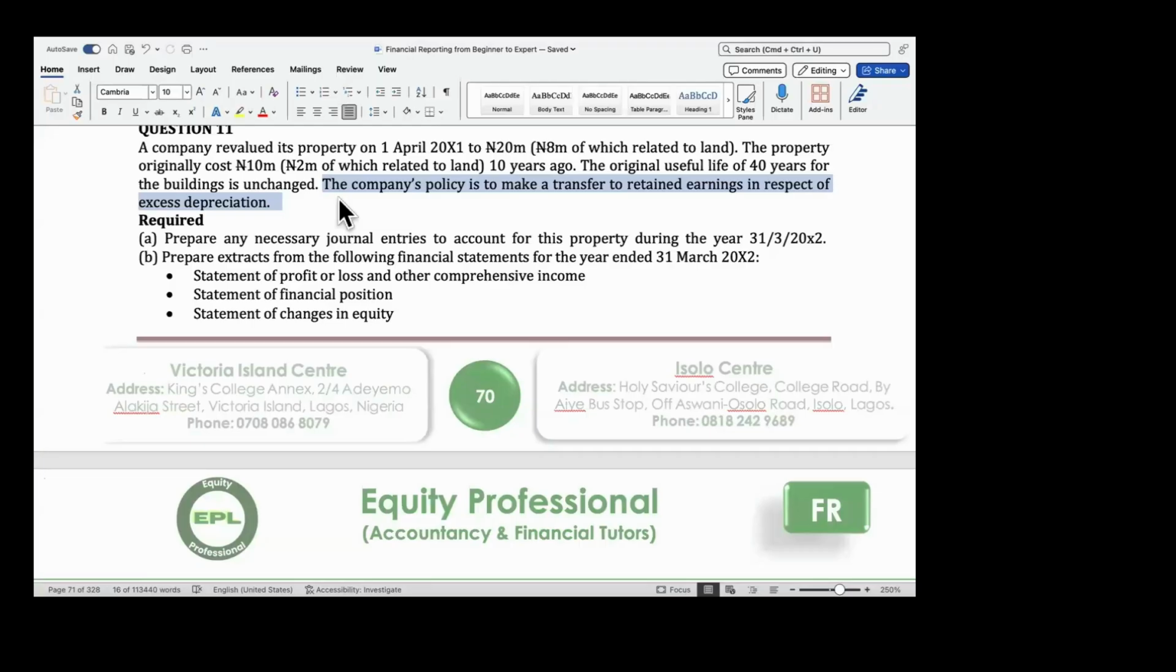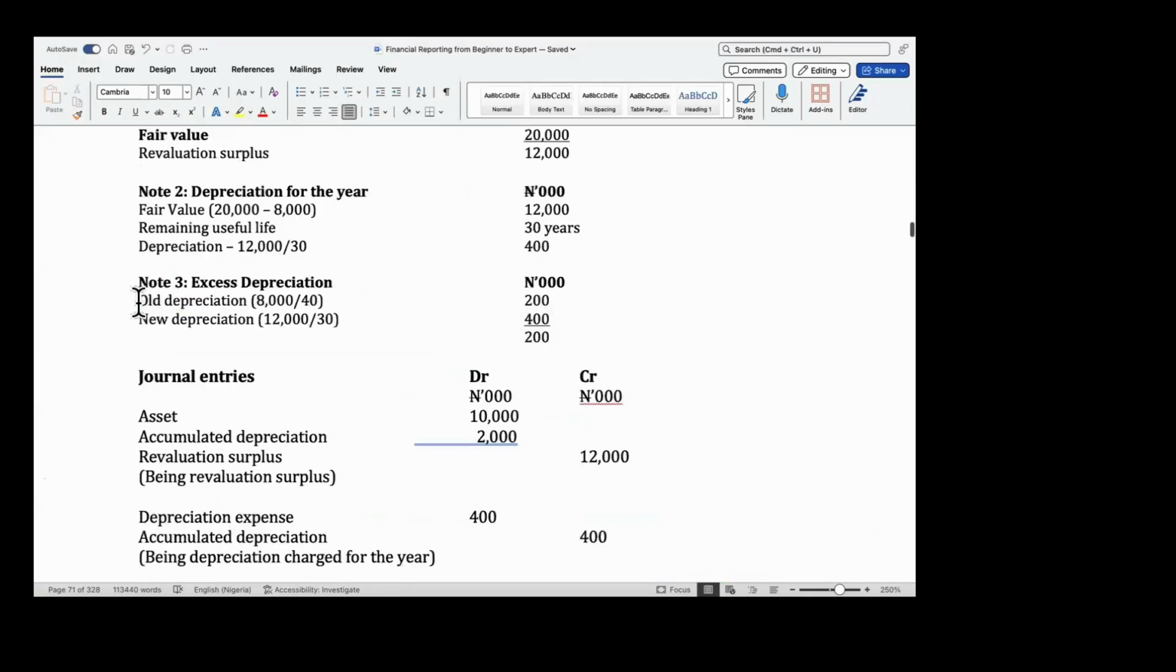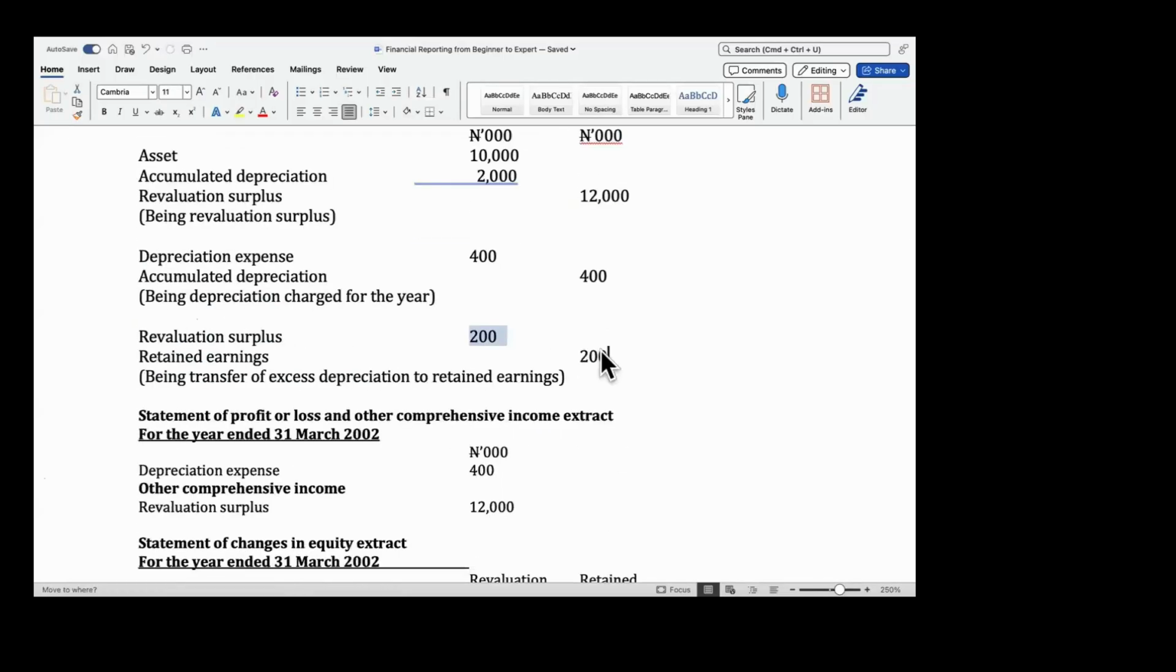That is the company's policy to transfer to retained earnings in respect of excess depreciation. If they don't tell you that, don't even touch anything around the principle I've just explained now. Don't go near it. But here it was stated, which is why we are comparing the old depreciation under the old cost with the new depreciation under the new value, giving us an excess depreciation of 200, which we are going to be using to transfer from revaluation surplus to retained earnings.